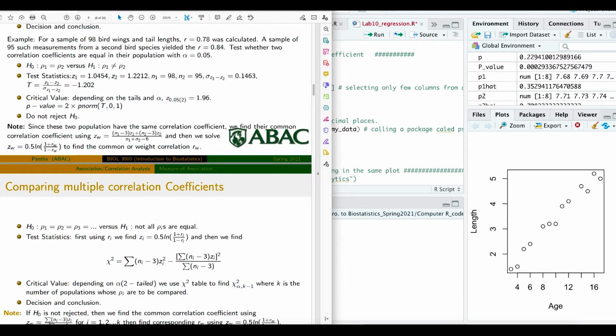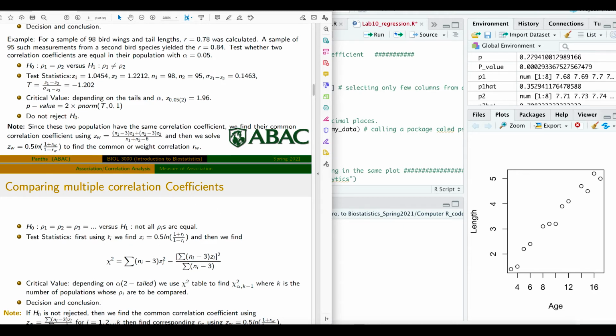Versus not all the rho i's are equal, right? And the test statistic is given by, first you need to find out Ri, meaning the correlation coefficient between each of those populations. If there are 5 populations, you compute the correlation coefficient of 1 and 2, 1 and 3, 1 and 4, 1 and 5. Similarly, 2 and 3, 2 and 4, 2 and 5, 3 and 4, 3 and 5, and 4 and 5, like that.